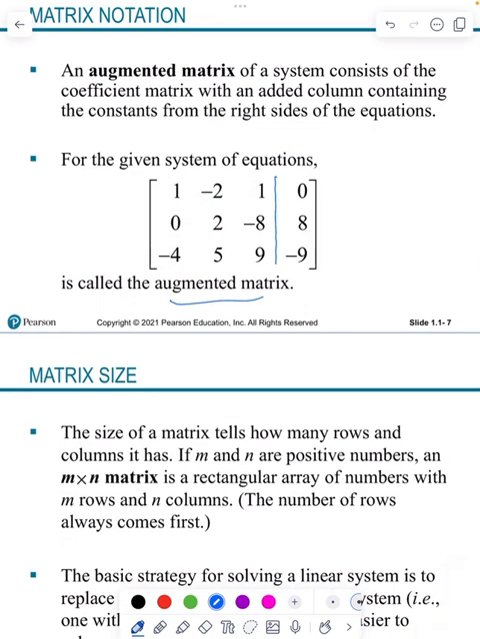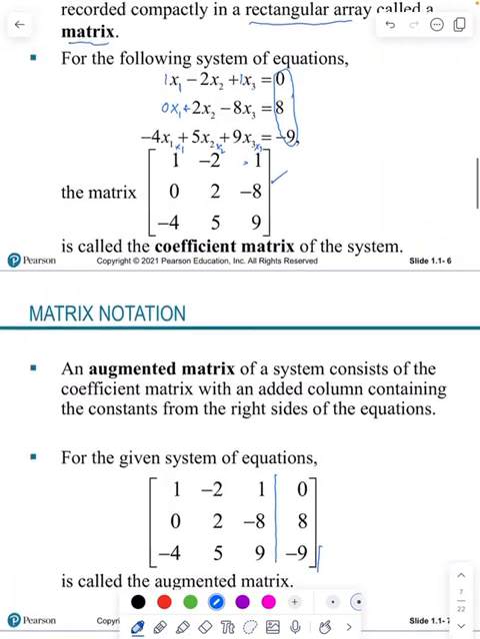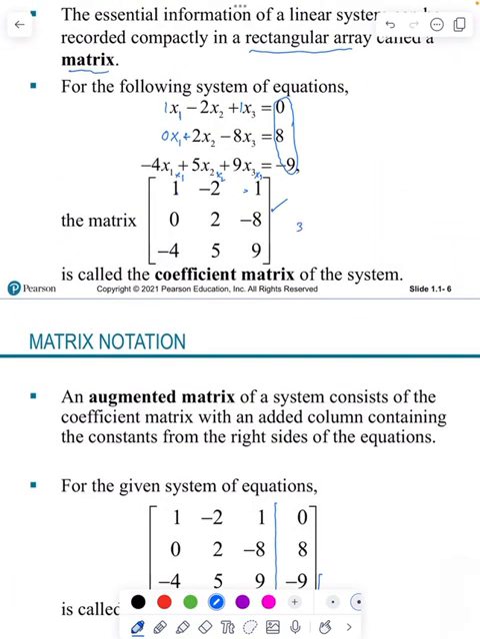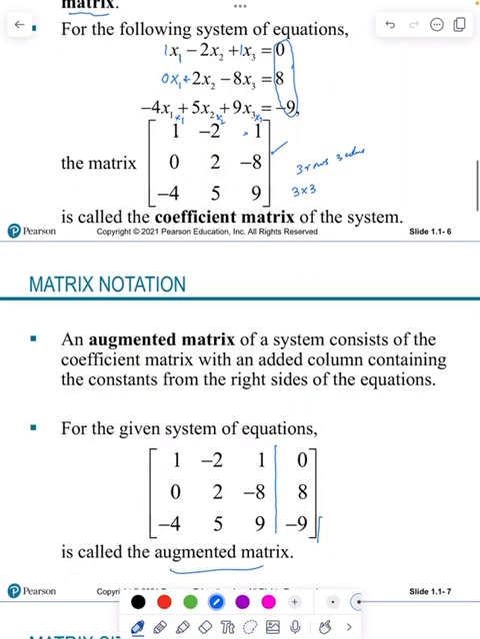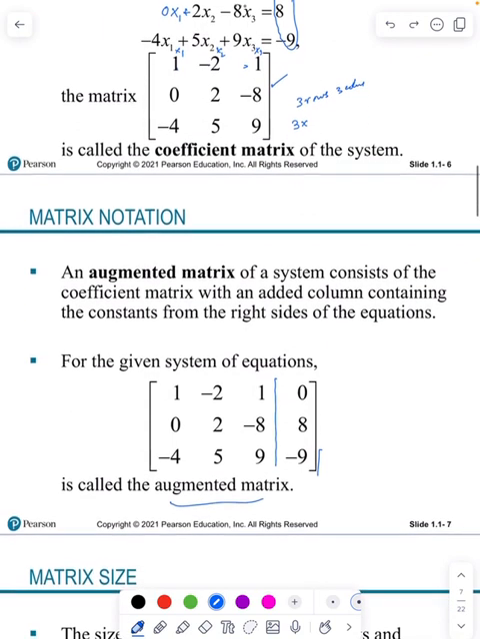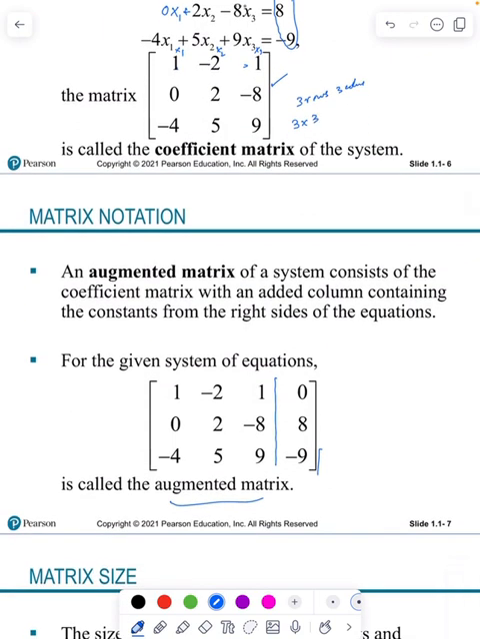Now, since we are talking about matrices, note the coefficient matrix that we just saw. There were 3 rows and 3 columns, so we say this is of order or size 3 by 3. The size of the augmented matrix is 3 by 4. Always we will say the number of rows first and then the number of columns.